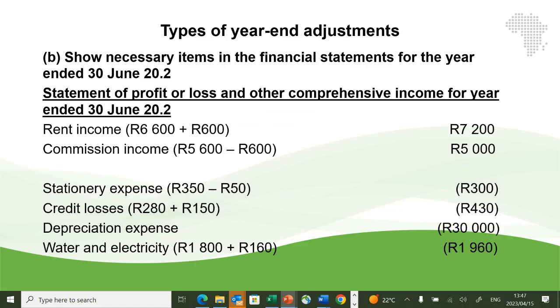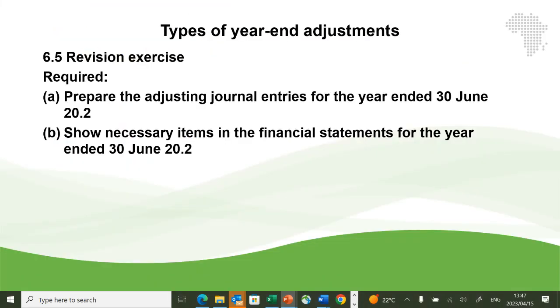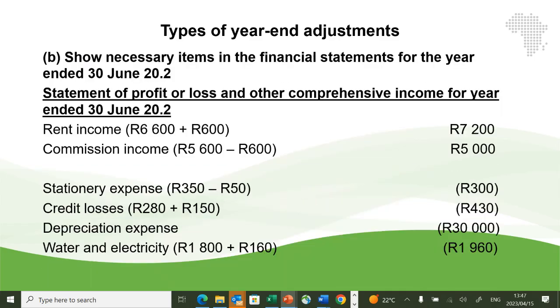6,600. Let me just go back. So let's show you. They told you it was received 6,600, and then under A, they said only 11 months rent was received. So we needed to account for the last one. On this adjustment here, we said credit the rent income, which means income is increasing. You go 6,600 plus 600, because we are saying it has to be increased by that 1 month, 600. So then you end up with 7,200.